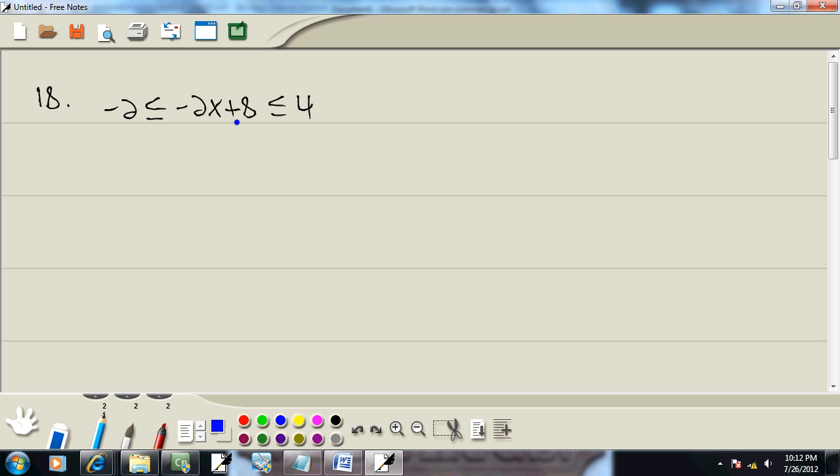So I'm going to take that 8, now move it over to the other two sides. You take anything across the inequality symbol, the sign changes, so the 8 becomes a negative 8. Now at any step, combine together numbers. Negative 2 and negative 8 gives us negative 10. And 4 minus 8 gives us a negative 4.